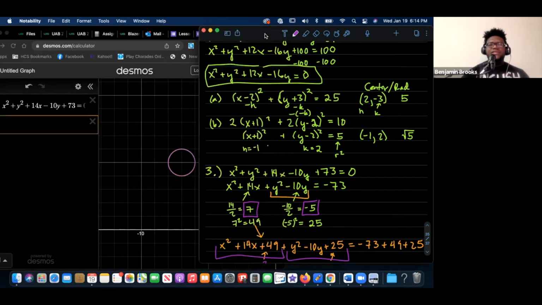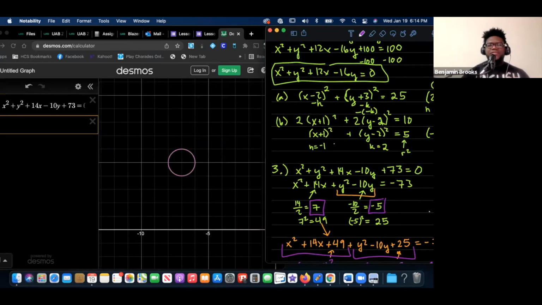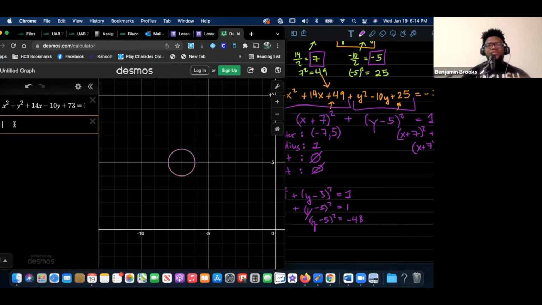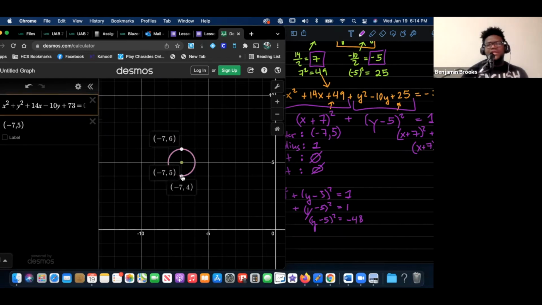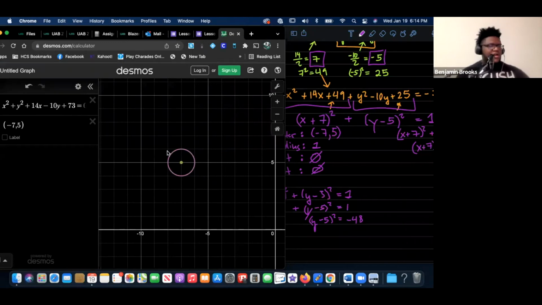Let's see what all our predictions were. Prediction was that the center was going to be at the point (-7, 5). And boom, you can see it. It's right there. We predicted that the radius was going to be 1, and that is true. And there are no x-intercepts, and there are no y-intercepts. Yep.